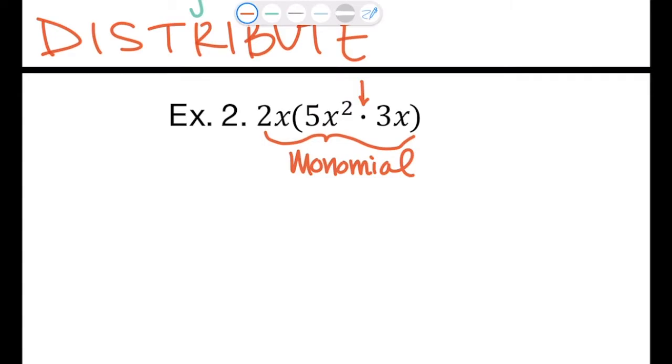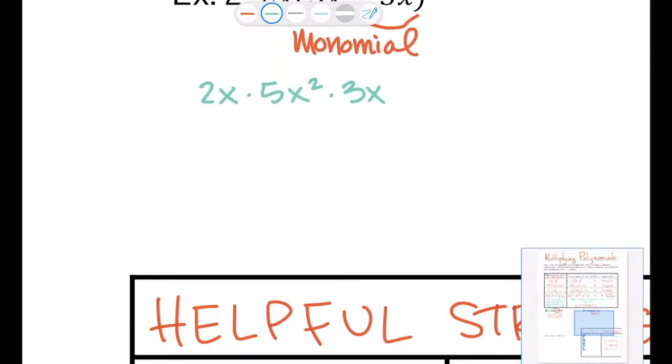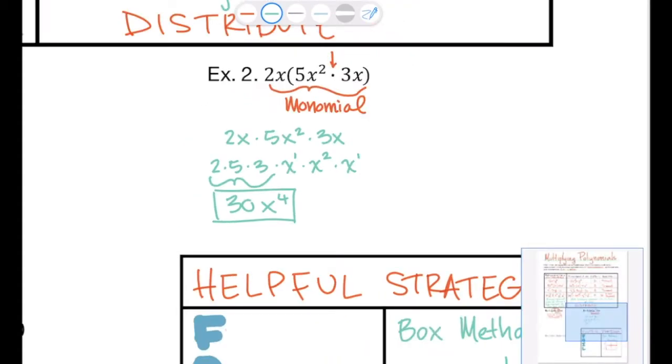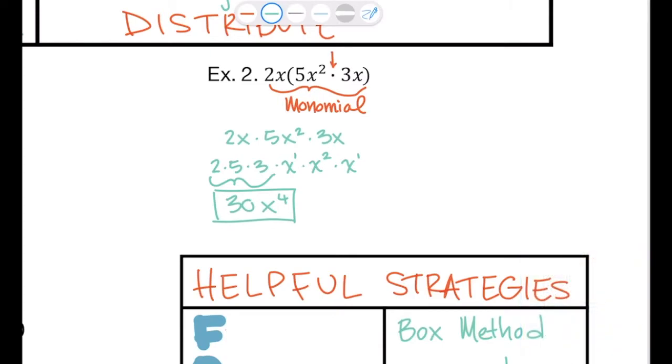So we're going to multiply again, like think about this. I could rewrite this as 2x times 5x squared times 3x. And then I could even rewrite it again, and I can put all the numbers in front and say this is 2 times 5 times 3 times x squared times x. And now 2 times 5 is 10, 10 times 3 is 30, and then these are x to the first times x to the second times x to the first gives us x to the fourth. So notice no distribution here. I just multiplied things together that I could multiply together.